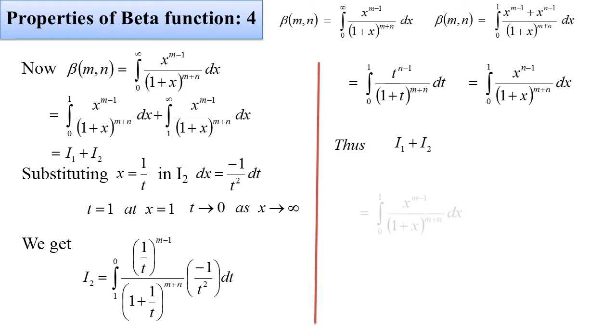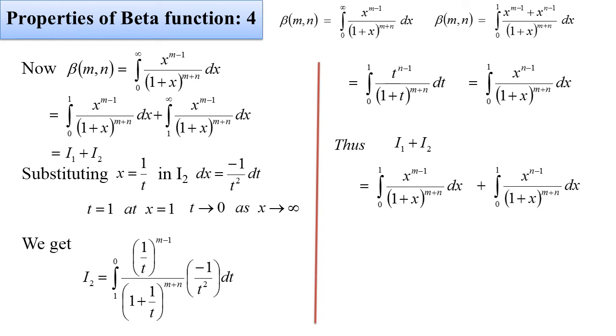Thus I1 plus I2 is what? The integral from 0 to 1 of x^(m-1) over (1+x)^(m+n) dx, plus that is I2, the integral from 0 to 1 of x^(n-1) over (1+x)^(m+n) dx. Thus we prove here the second part, β(m,n) equals the integral from 0 to 1 of (x^(m-1) + x^(n-1)) upon (1+x)^(m+n). Thus we prove the second part of property 4.